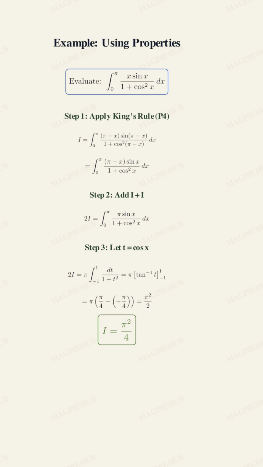Step 3. Substitute t equals cosine x, so dt equals negative sine x dx. The limits change from 1 to negative 1. This gives pi times the integral of dt over 1 plus t squared from negative 1 to 1. That is pi times arctan evaluated from negative 1 to 1, which gives pi squared over 2. Therefore I equals pi squared over 4.